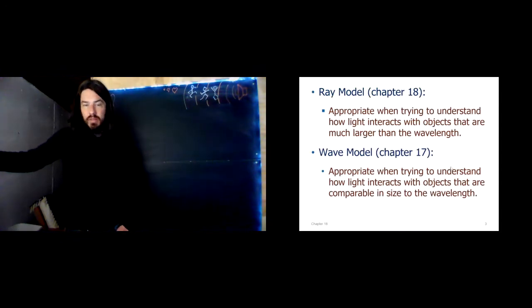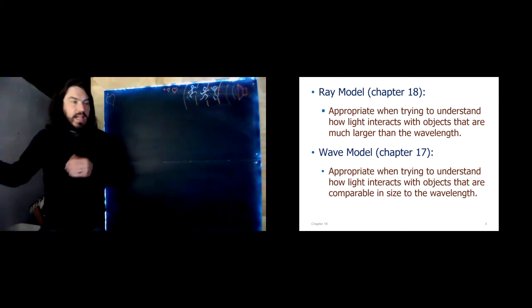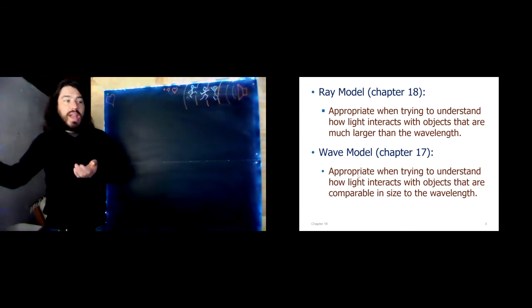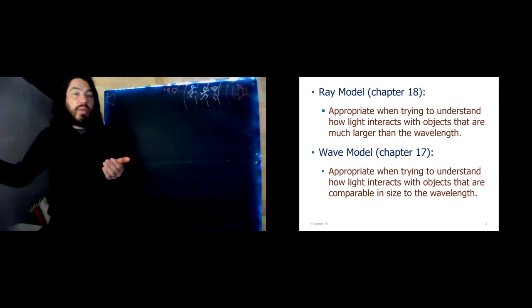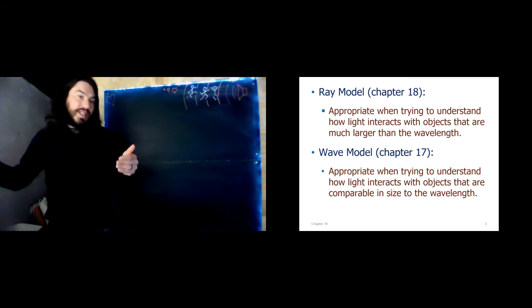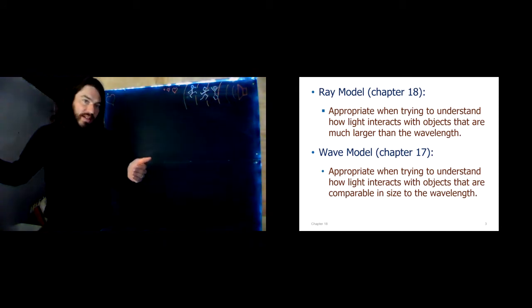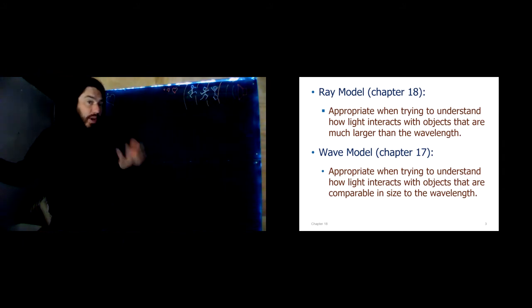So to kind of recap a little bit, we're talking about the ray model today. And that's appropriate when trying to understand how light interacts with objects that are much larger than the wavelength of light. And to refresh, we had the wave model, which we talked about in the last chapter, which is appropriate when trying to understand how light interacts with objects that are comparable in size with the wavelength of light. And of course, we also had the photon model, where we treat light as a particle.